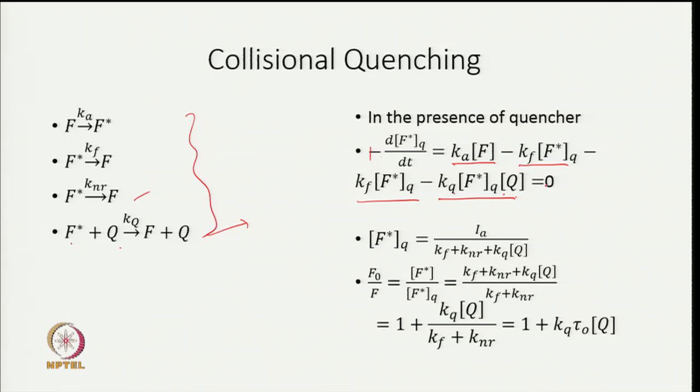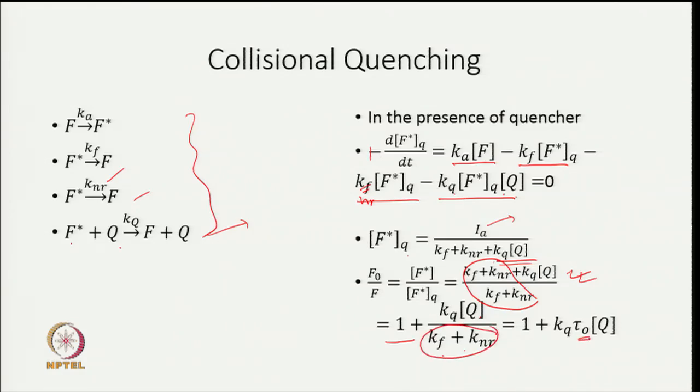And if I put this equal to 0, which we do for an intermediate, then F star in presence of quencher will be given by IA, which is Kaf divided by Kf plus KNR, and plus Kq into Q. So, F naught by F will be equal to F star divided by F star in presence of quencher, and so this term will be equal to 1 plus Kq into Q divided by Kf plus Knr.